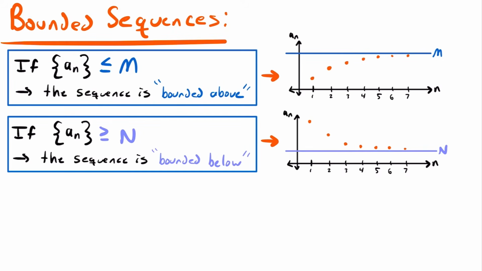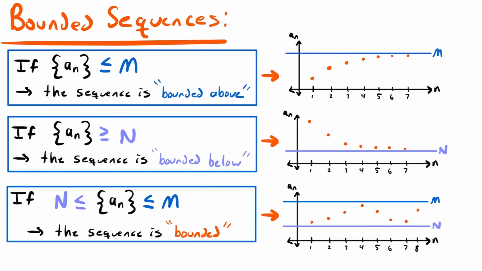The next thing you need to know is if a sequence a sub n is greater than or equal to some value n, then the sequence is bounded below. Here's what that looks like visually. The red dots, once again, are the terms of our sequence, and they are always greater than or possibly equal to that lower bound of n. They will never get below that value. So when you see that the terms of a sequence are always going to be greater than some value or possibly equal to it, then you know that it is bounded below by that value n.